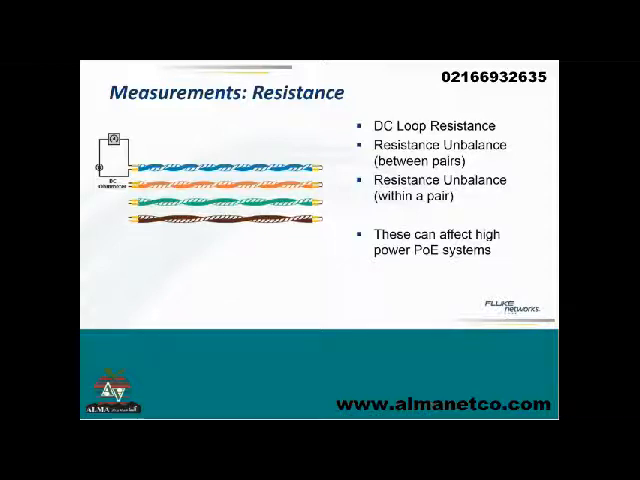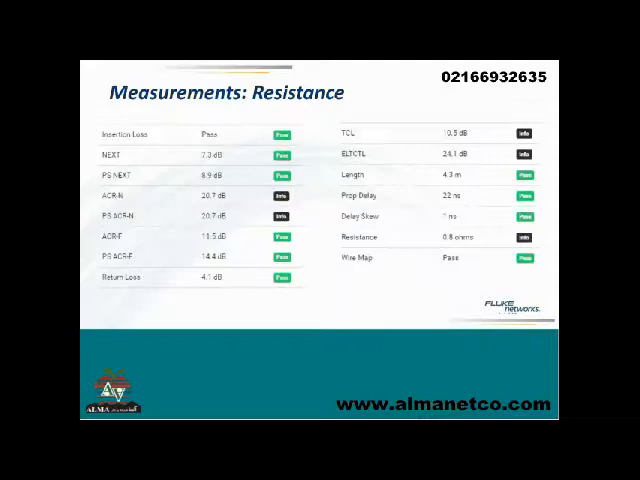You can run an access point, a camera, and now even flat panel TVs off power over Ethernet. So if you're doing that, make sure you're measuring the resistance and the resistance unbalanced. Make sure your tester's checking that out. It's very important. Otherwise, you're going to get intermittent performance and not know why.